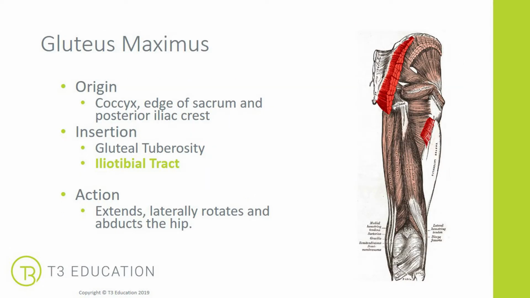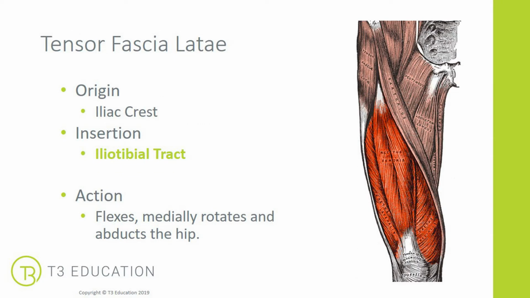The gluteus maximus insertion point is the iliotibial tract, so the strength or functionality of that muscle can directly affect the iliotibial band at both ends, the proximal and also the distal end around the knee. The tensor fascia lata also inserts into the iliotibial tract, so the combination of the gluteus maximus and the tensor fascia latae can have an impact on the iliotibial band and the insertion point in the lateral knee.